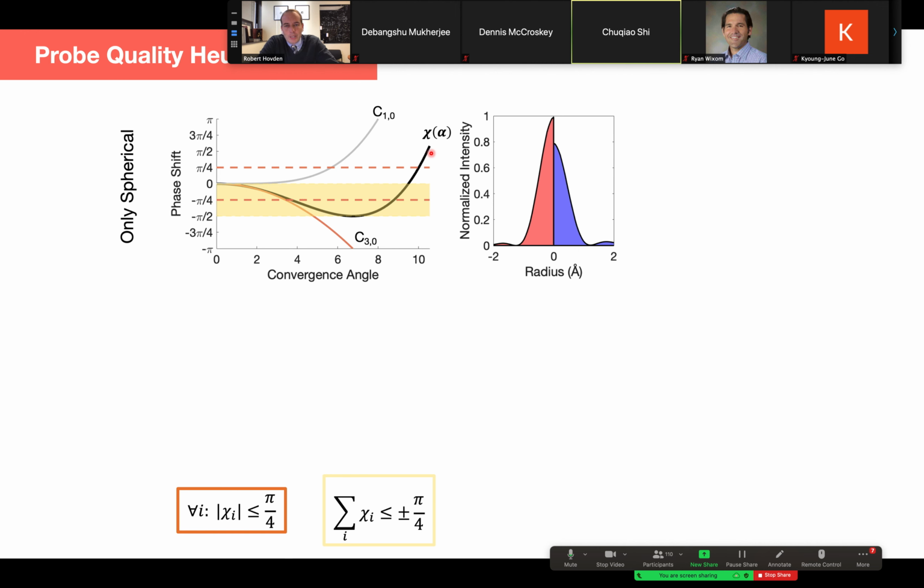And so we want to keep chi within a band that's pi over 4, or at least this is the traditional heuristic. And we can have a more strict heuristic that says any single aberration should be less than pi over 4, but more often it's the total aberrations.